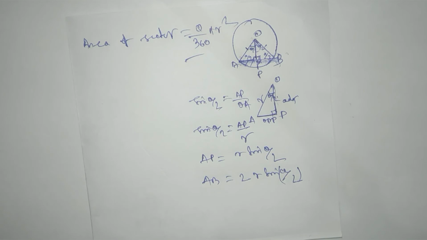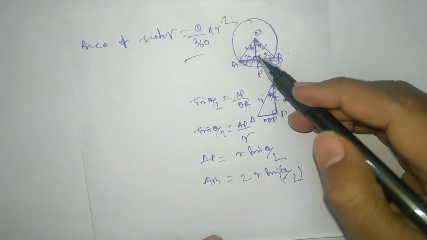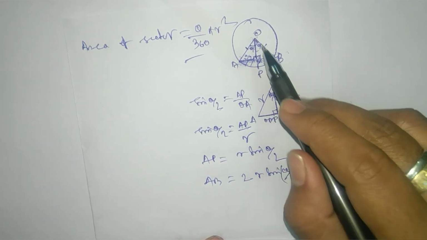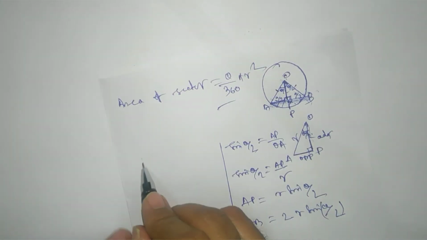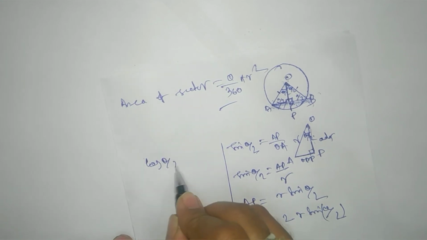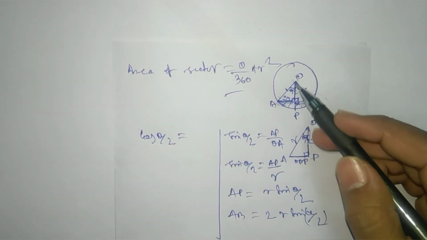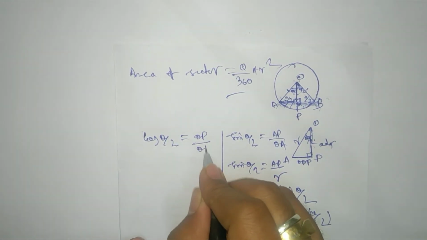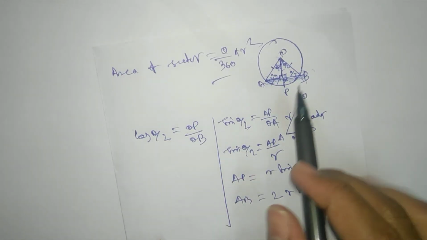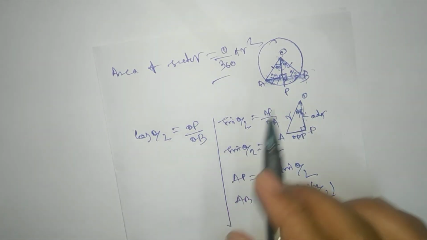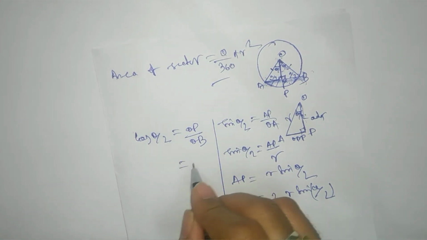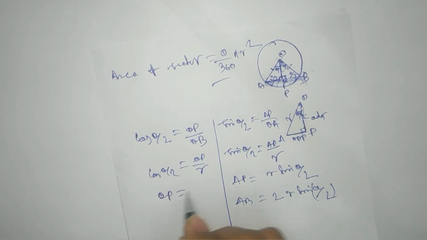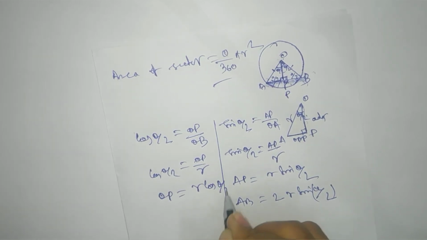Now we need to find OP also, because half into base will be AB and the height is OP. So how are we going to do it? We'll use the concept of cos theta by 2. Cos theta by 2 means what? Adjacent by hypotenuse. Adjacent means OP by hypotenuse, that is OB. So here we need to find OP, and OB we know is the radius. OP by R equals cos theta by 2, and this gives OP equals R cos theta by 2.